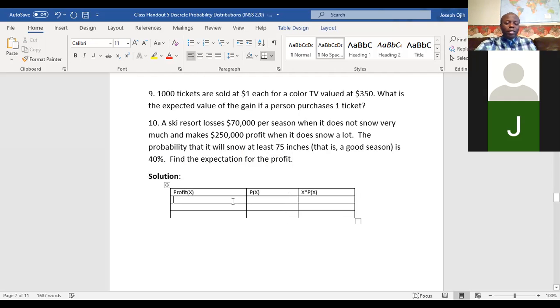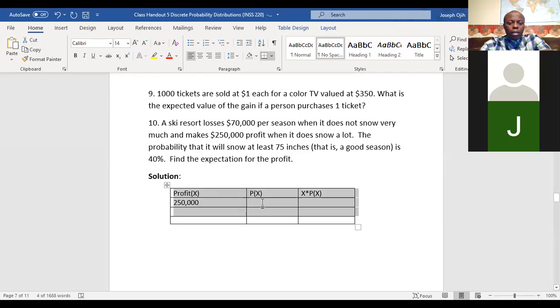We'll soon be done. Don't worry. So now the Ski Resort loses $70,000 when it does not snow very much and makes $250,000 when it snows a lot. The probability that it will snow at least 75 inches is 40%. That means they have a 40% chance. So if it snows 75 inches, they'll make 250,000. Let me make this bigger so you can see it very well. 250,000, the probability is 0.4, at 40%. Now, if it doesn't snow like that, they lose 70,000. So we have negative 70,000. And if the probability of making a profit is 40%, then the probability of losing is 60%, because 100% minus 40% is 60%, which is 0.6.